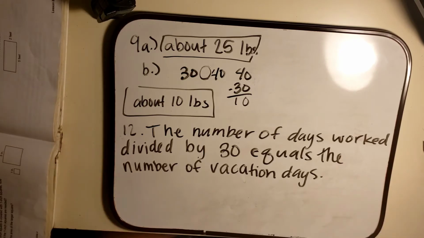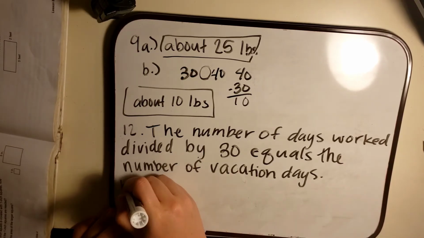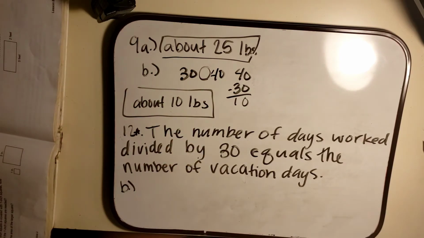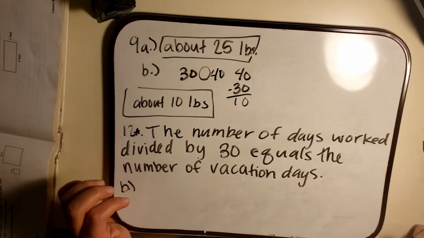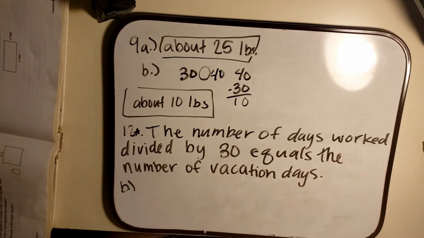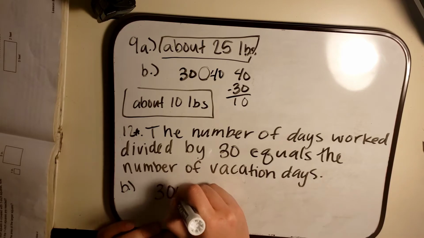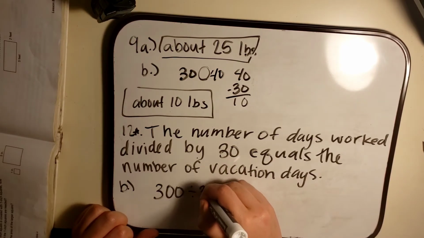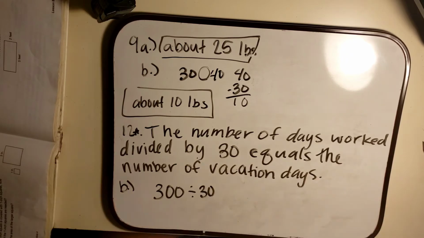And letter B says, use the sentence you wrote to predict the number of vacation days Carson will earn by working 300 days. So we take the number of days worked, so we got 300, divided by 30, will give us the number of vacation days.